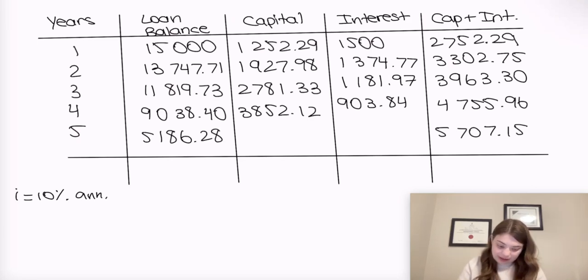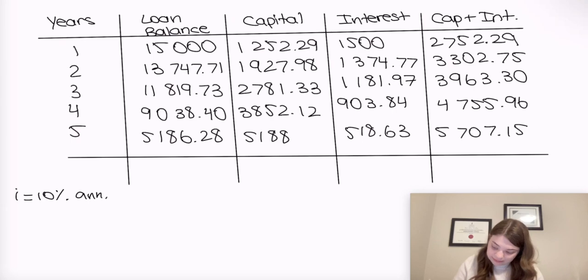So that means our loan balance now is $5,186.28. And then let's find out how much interest we have to pay by multiplying by 0.1. That means we have to pay $518.63 of interest. And then we can subtract that from the principal plus interest payment, which is $5,707.15. And that gives me $5,188.52.